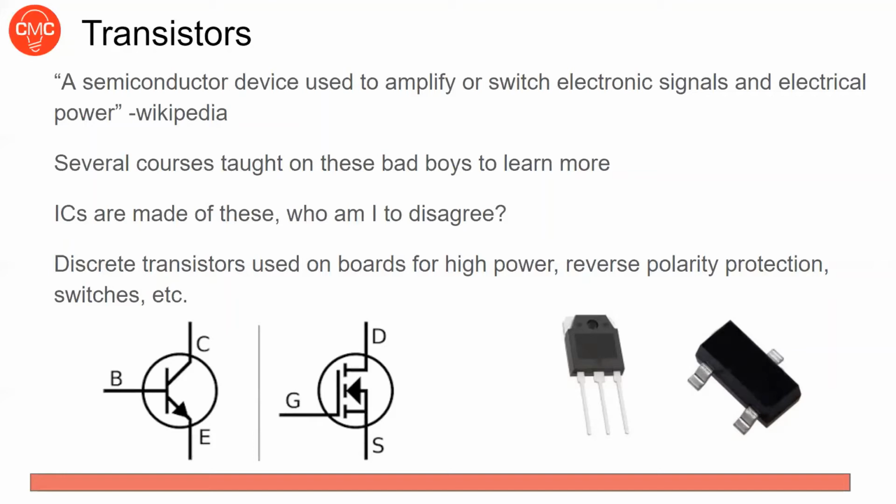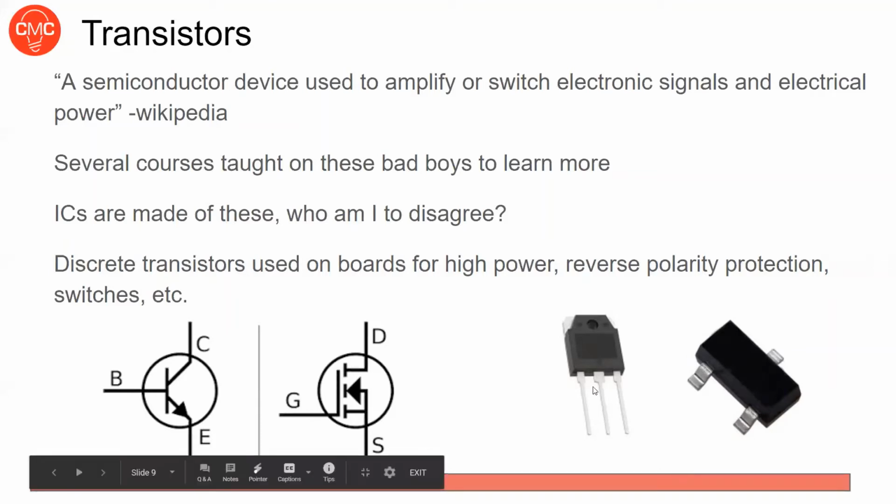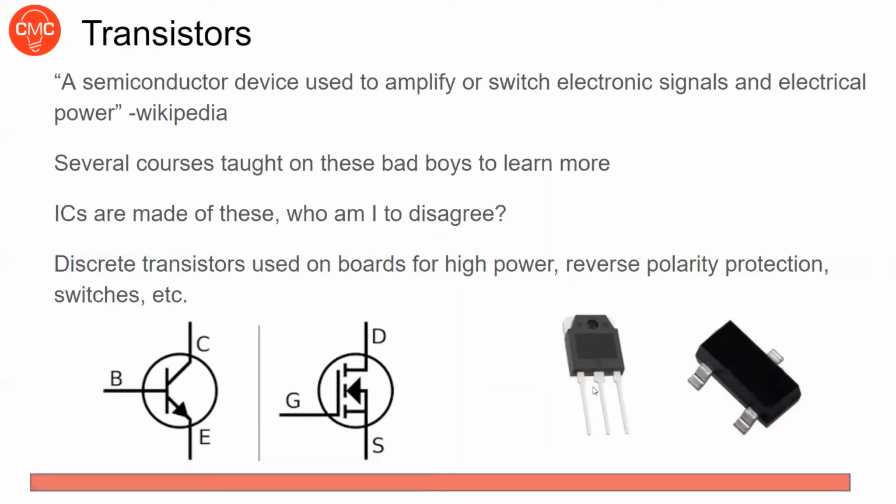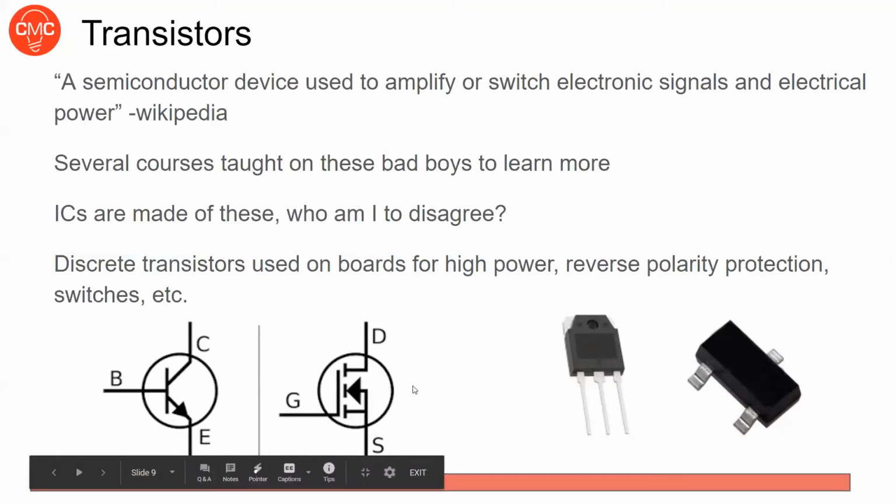Digitally, they can be used like a switch, and analogically, they can amplify signals like an op-amp, if you've worked with those before. ICs, which we'll go over in just a second, are made up of thousands to millions to billions of these. Sometimes we'll just use discrete transistors in things like high power switching cases or reverse polarity protection, just as a switch. And these are a BJT versus a MOSFET, which are two popular kinds of transistors that you'll see the circuit symbols for when working with the schematic.